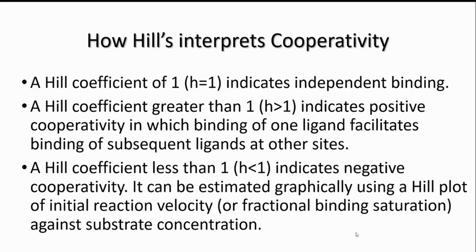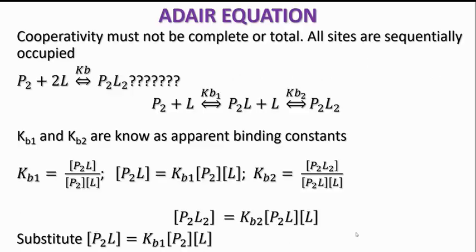Some people go ahead to look at h minus 1. If it is 0, you have independent binding. If it is greater than 0, it has a positive cooperativity. If it is less than 0, it's negative cooperativity. But the most important thing is that you should know what h is, and you should interpret it based on what your own h is.